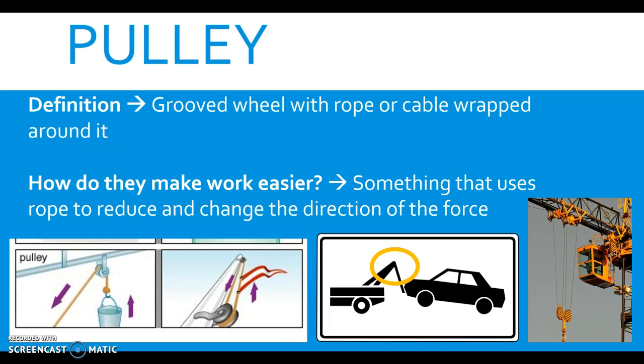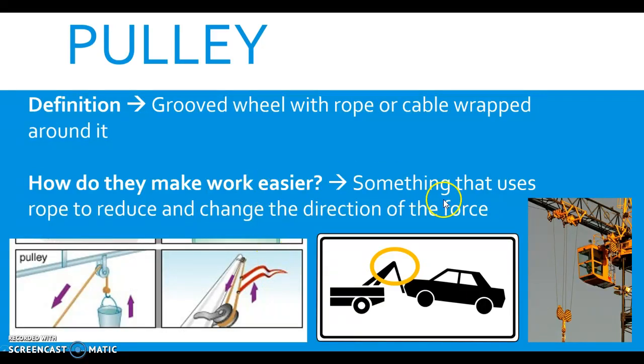We have our next simple machine, which is a pulley. A pulley is a grooved wheel with rope or cable wrapped around it. We see that here in this picture and in the flagpole. And definitely we see it at the sea dock, where pulleys are used to take shipping containers on and off boats. How do they make work easier?